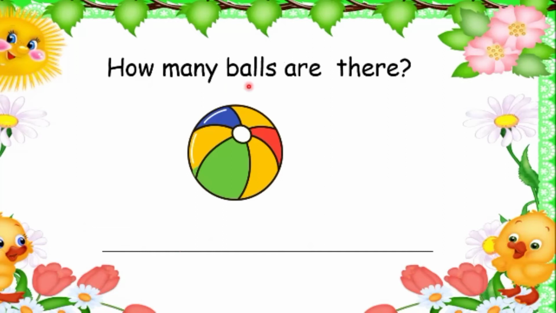How many balls are there? How many balls do you see in your screen right now? There is one ball, right? Since there is only one ball in your screen right now, we are using there is. Now, that's how we are going to use there is. Let's also learn how to use there are.